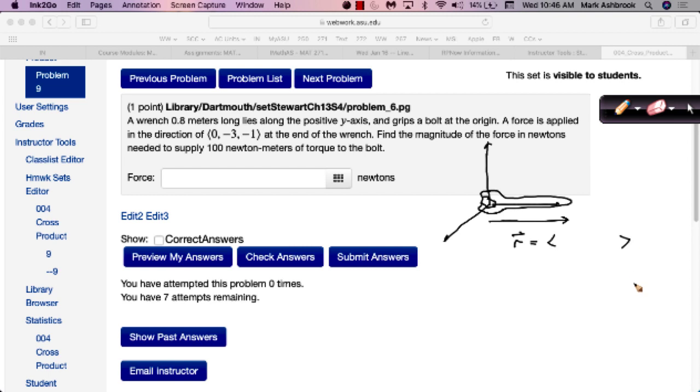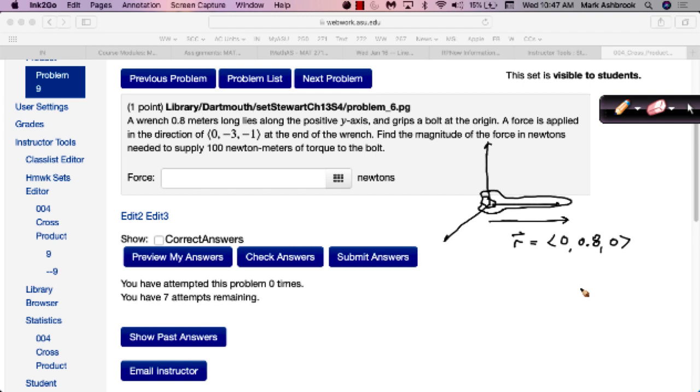What is the moment arm vector then? It's a vector, right? So what vector would that be? You should be thinking 0, 0.8, 0. That would be what we called R, where R stands for like radius. That's the moment arm vector.